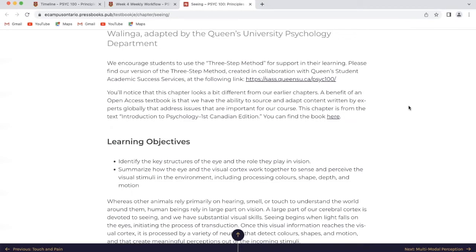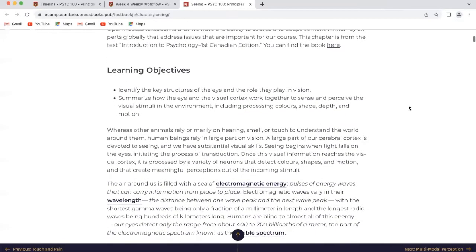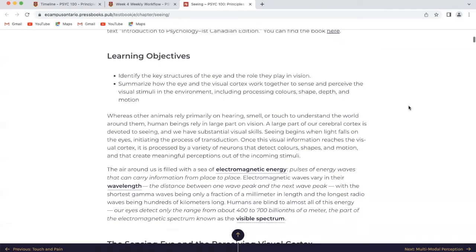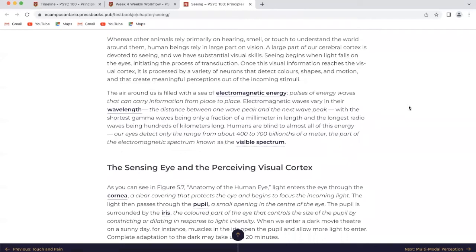Let's get started. The learning objectives: identify the key structures of the eye and the role they play in vision, and summarize how the eye and the visual cortex work together to sense and perceive the visual stimuli in the environment, including processing colors, shape, depth, and motion. As mentioned, I am a student, I am not a teacher, and I'm simply sharing my journey as I learn all about it so I can share it with the rest of the world. So let's go.